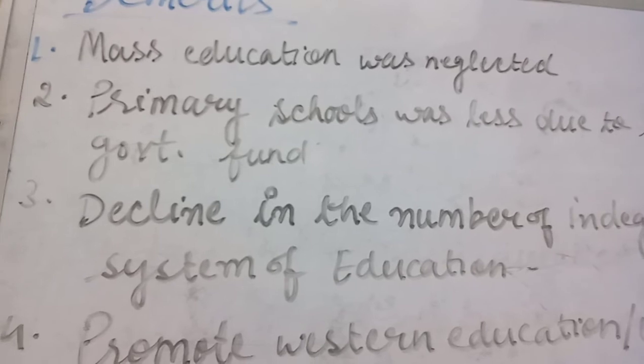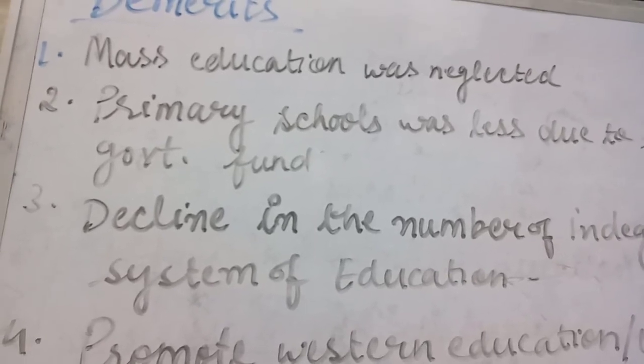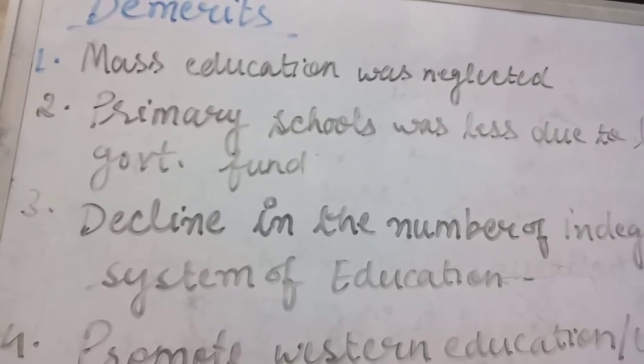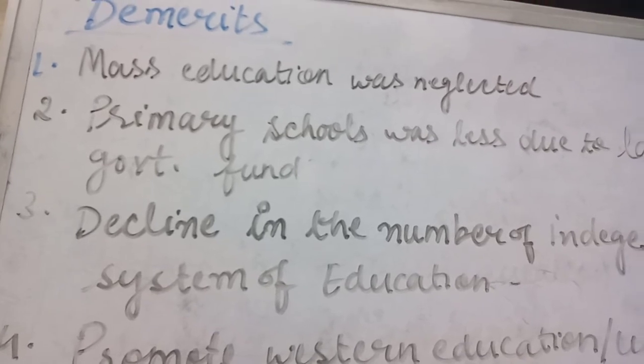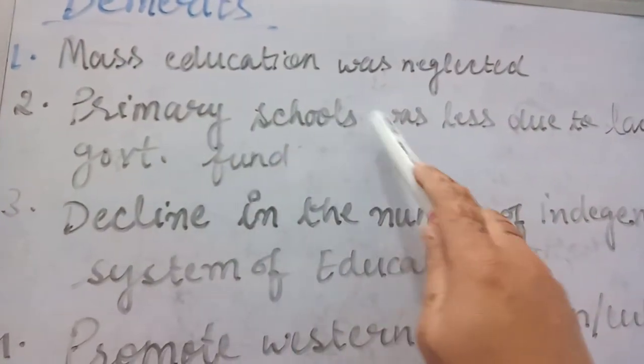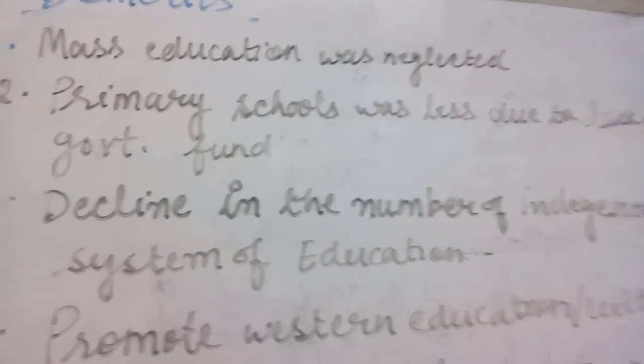And the second one: due to lack of government funding, the number of primary schools was very small. It means there were fewer primary schools due to the lack of government funds.